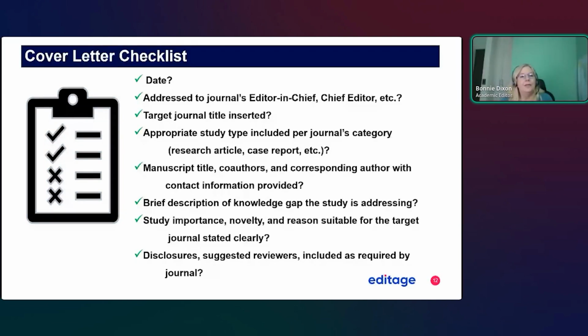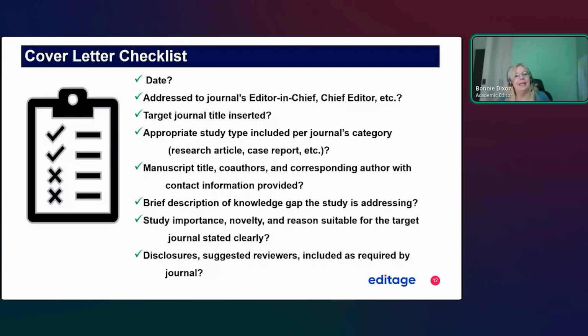And then you're going to want to address the study importance, the novelty, the reason it's suitable for the journal. Is it stated clearly? Is it matching what the journal's aim and scope is? Journals have their aim and scope on their websites, and it's good to read those over, which you probably had already done before you decided to submit to your target journal in the first place. But just make sure that's addressed and make sure that aligns with their aim and scope.